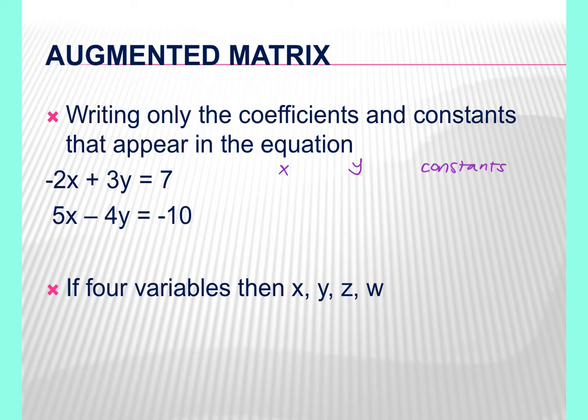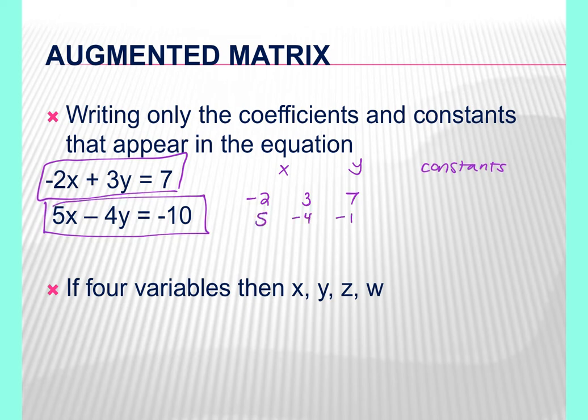The sign goes with the number. So if I was to take this and create the row in the matrix, it would be -2, then 3, then 7. And then if I was to create the row from this, it'd be 5, then -4, then -10.